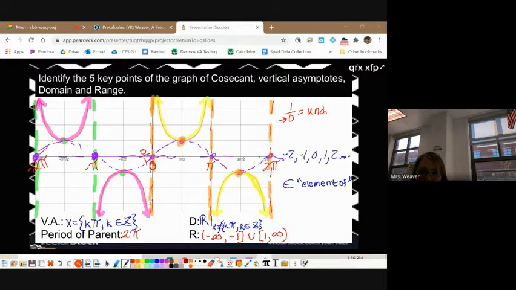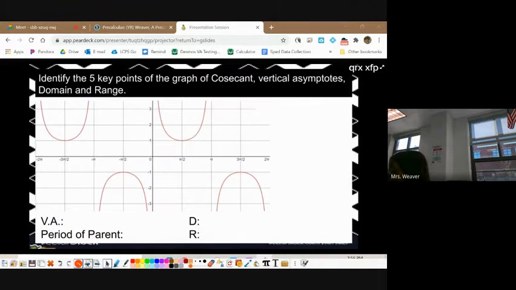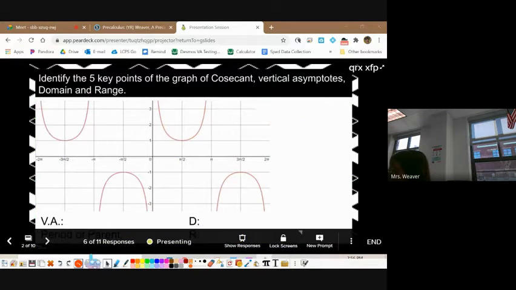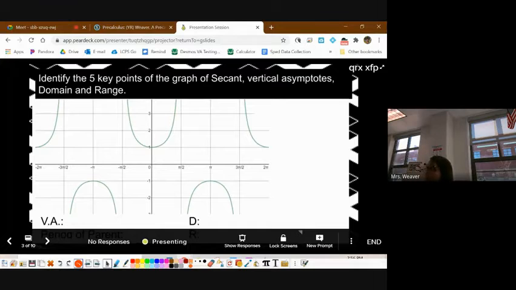Questions on the range? From negative infinity up to -1, union with +1 up to infinity. That part in the middle is not part of the graph. It's just what we use to help us get the graph. Okay. All right. So that's our cosecant parent function. Let's try our next parent function. Identify the 5 key points of the secant graph.